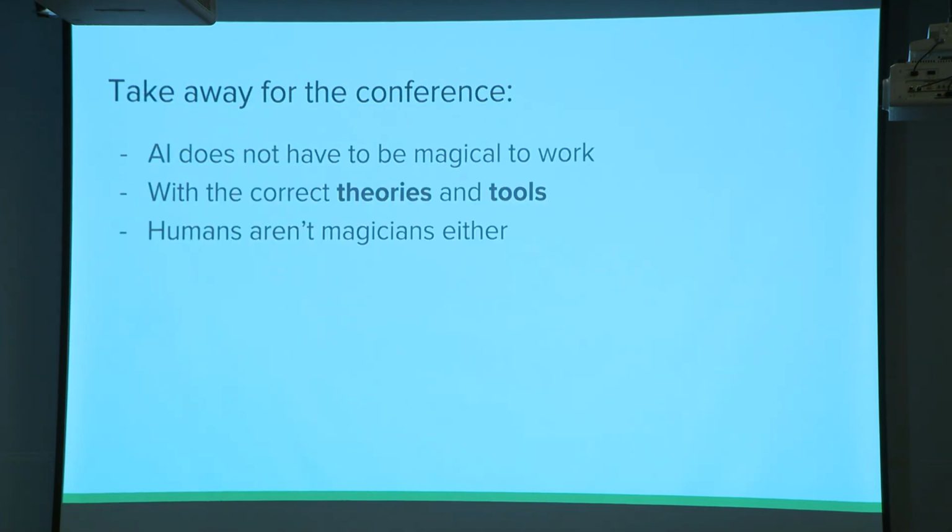So the takeaway for this conference that I thought about a lot was AI doesn't have to be some magical thing in order to work. I would say with the correct theory and with the correct tools, you can make a very compelling result. And humans aren't magicians either. So in our case, we're trying to automate a producer's decisions.